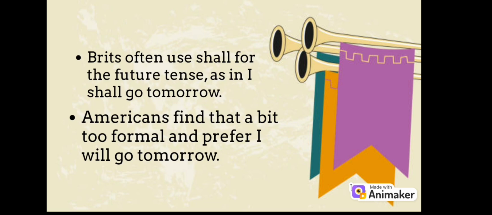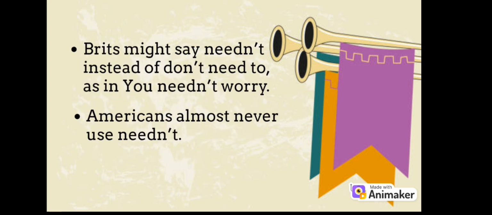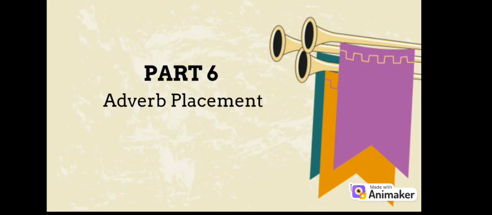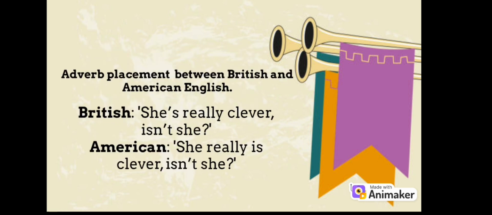Lastly, let's talk about modal verbs. Brits often use "shall" for the future tense, as in "I shall go tomorrow." Americans find that a bit too formal and prefer "I will go tomorrow." And here's another one. Brits might say "needn't" instead of "don't need to," as in "you needn't worry." Americans almost never use "needn't." It's charmingly old-fashioned. Adverb placement can also vary between British and American English.